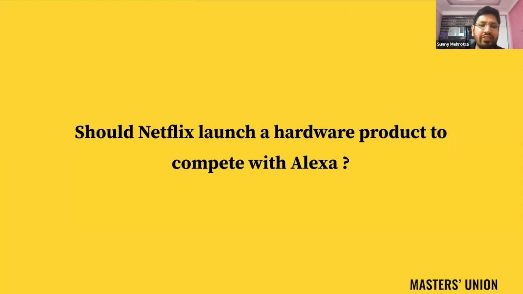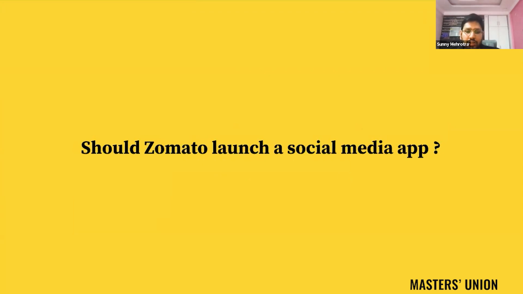And we have very similar questions when we think of other apps, other companies. Maybe the next question that we have is, should Zomato launch a social media app? Now, again, the same thing. What is Zomato doing? If you all remember, way back in, I think, the last decade or so, when they were just a restaurant search app, they had this social content where you created your profile and left your reviews.